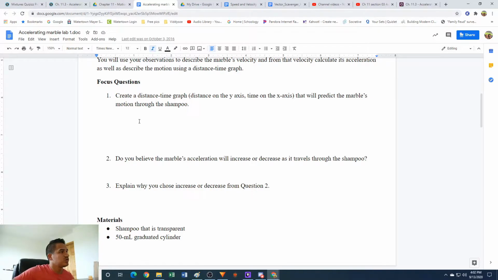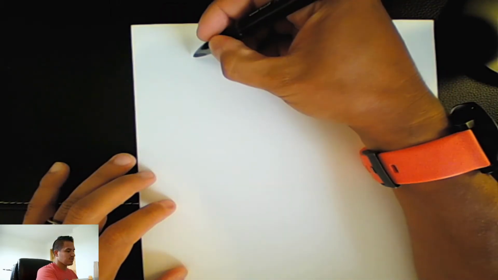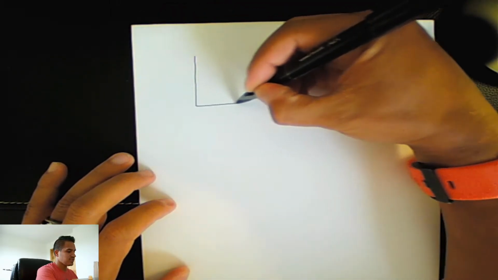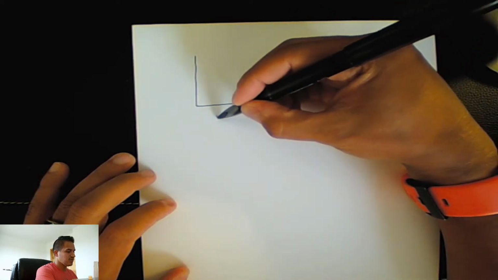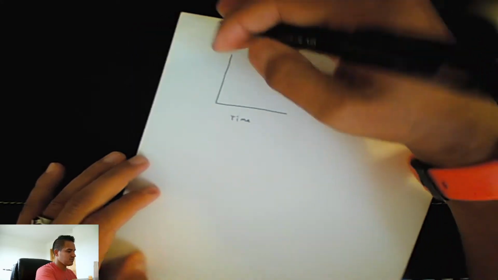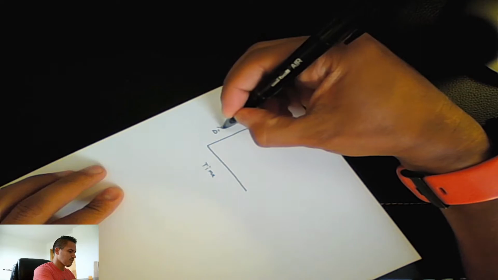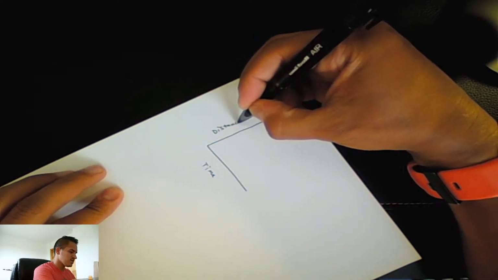So it says, number one, create a distance time graph, distance on the y-axis, time on the x-axis, that will predict the marble's motion through the shampoo. So I'm going to do this on a piece of paper. If you have a piece of paper at hand, you can do that as well. We're just going to make two axes like this, and we'll have time on the bottom, and we'll have distance on the y-axis.